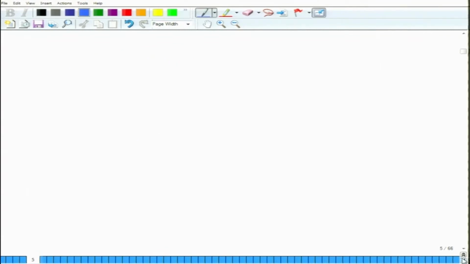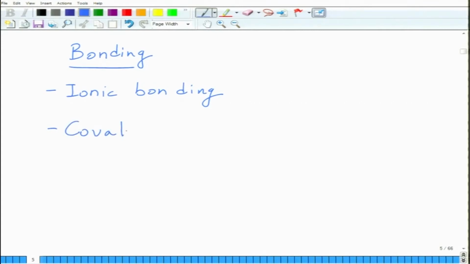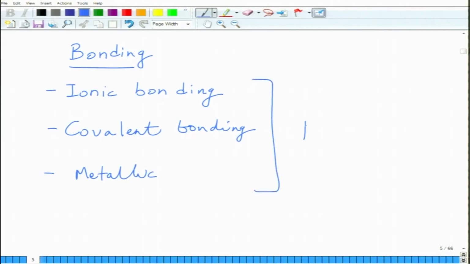There are three kinds of bondings that we primarily come across or study. First is ionic bonding, second is covalent bonding, and third is metallic bonding. And these are all primary bonding methods, okay. So, this is called primary. Then there is another class of bonding which is called secondary bonding.